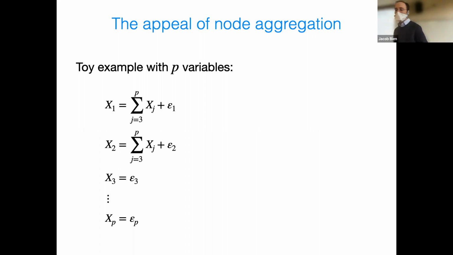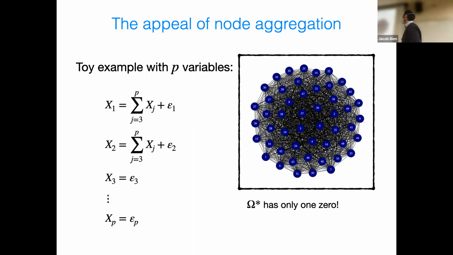The only reason they're different from each other is because of this idiosyncratic noise. But other than that, they're just the sum of the remaining p minus 2 features. So the graphical lasso, remember, is trying to estimate the inverse covariance matrix as a sparse matrix. But actually, this is the graph that it's trying to estimate, and it's not at all sparse. In fact, it only has one missing edge, the one between x1 and x2.